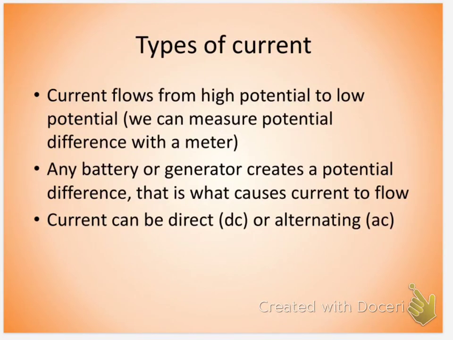Lots of people have quibbles with the conventions around electrical current and movement of charge. So here's the thing. Current flows from high potential to low potential. This is just like gravitational potential energy. Rocks roll downhill, current moves from high potential to low potential.